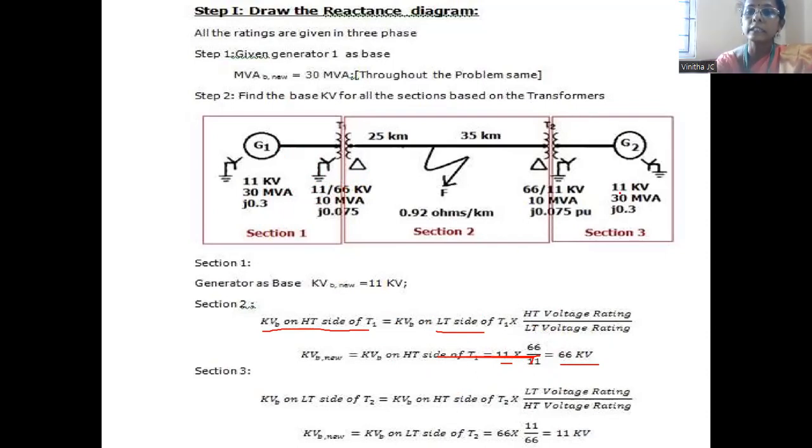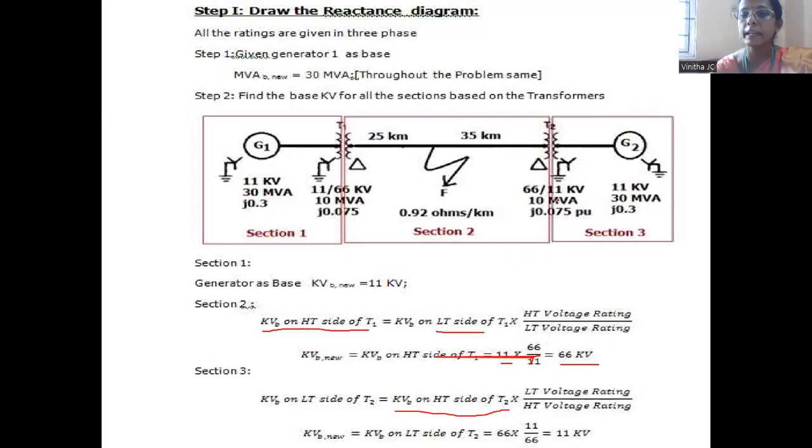Now coming to the third section, we need to calculate the kVB new. So what formula can we apply? Here this generator is connected to the LT side of transformer T2. Now this second section is over, and this section we have to calculate. This section is the transformer secondary, the low voltage side. If you take the low tension or low voltage side, the formula is KVB on the HT side of transformer T2 into LT rating divided by HT rating.